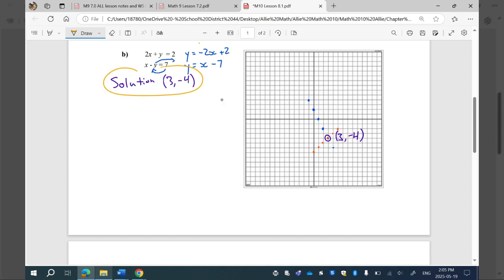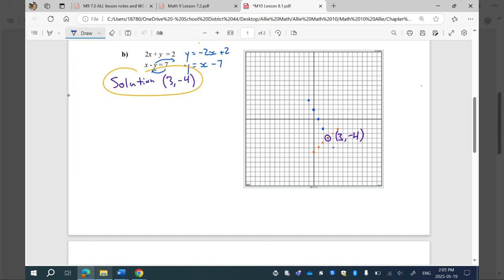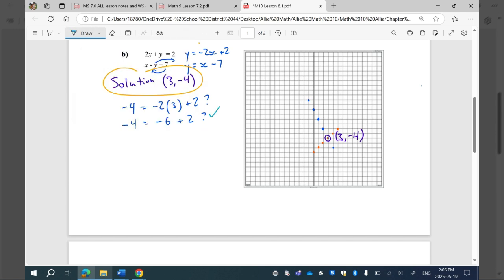And then let's see if we did it right. Let's see if it makes both of these true. So is it true that negative 4 equals negative 2 times 3 plus 2? So I could have done it at either point in our equation. Maybe it actually would have been easier to do it in our original form, but it doesn't really matter. Is it true that negative 4 equals negative 6 plus 2? Is that true? And I would say yes, that is true. So we know that to be a solution for our first line.